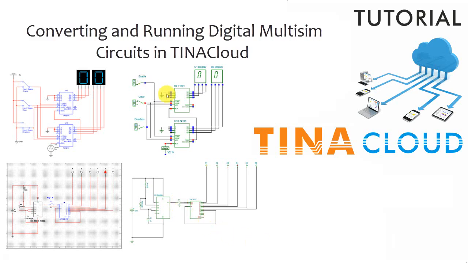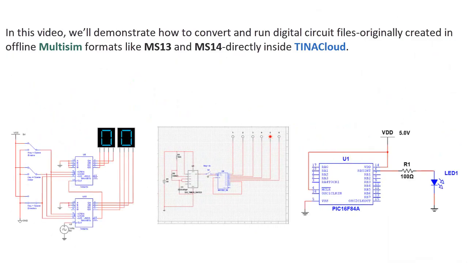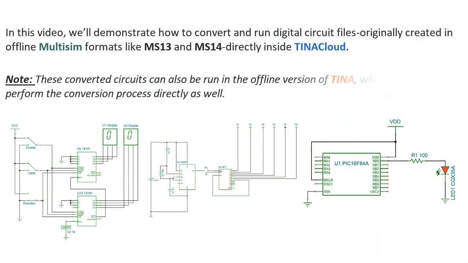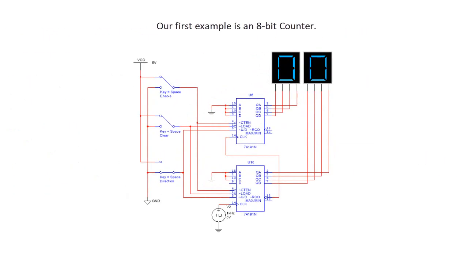Converting and running digital Multisim circuits in TINACloud. In this video, we'll demonstrate how to convert and run digital circuit files originally created in offline Multisim formats like MS13 and MS14 directly inside TINACloud. Note, these converted circuits can also be run in the offline version of TINA, where you can perform the conversion process directly as well. Our first example is an 8-bit counter.